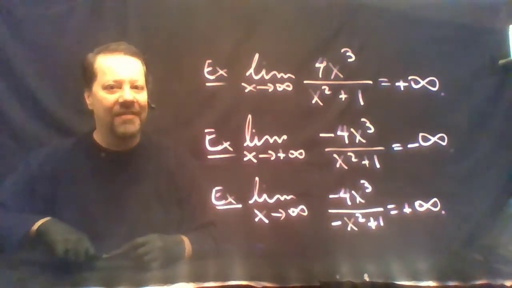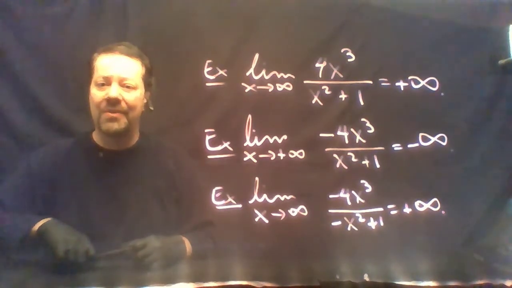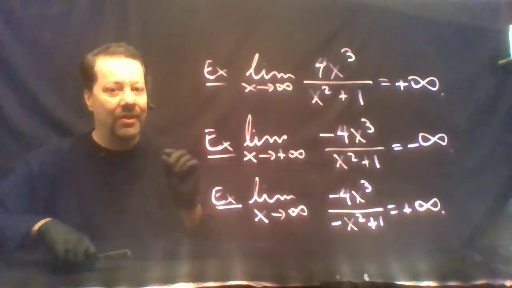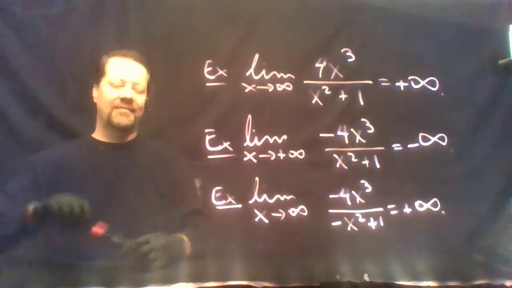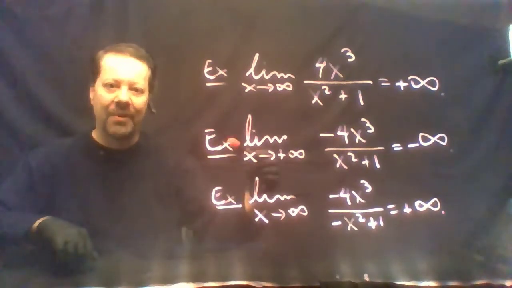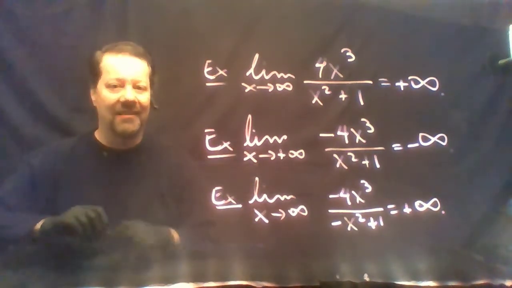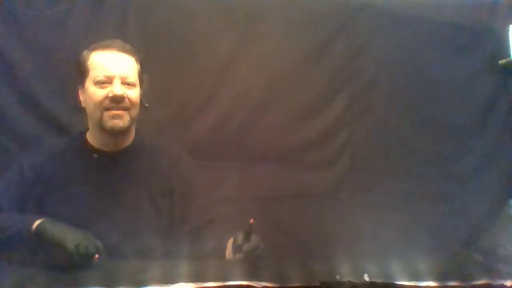So what's the moral of this story? The higher degree polynomial wins the race to infinity, but you need to pay heed to the coefficients. And in particular, the leading coefficients of both the numerator and the denominator when evaluating these limits. We have the following theorem.